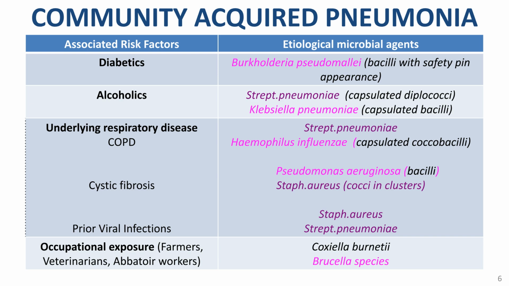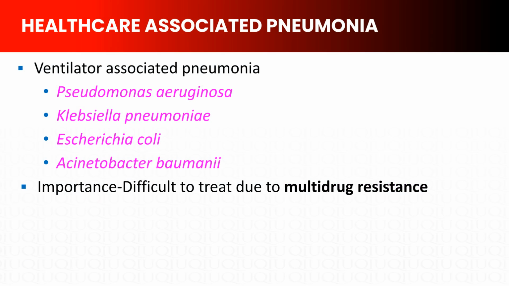Cystic fibrosis patients frequently get Pseudomonas aeruginosa infections. Prior viral infections predispose to secondary bacterial pneumonia, particularly Staphylococcus aureus or Streptococcus pneumoniae. Occupational exposure affects farmers, veterinarians, and abattoir workers who are at risk for Coxiella burnetii and Brucella species.